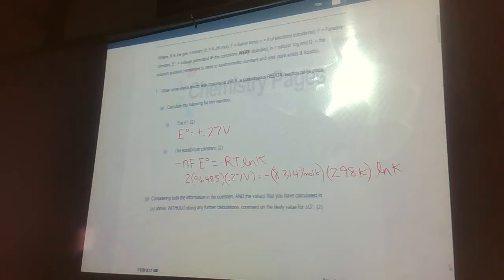Okay, part B: consider both the information in the question and the values that you've calculated in A above. Without doing any further calculations, comment on the likely value for delta G. First of all, is delta G likely to be positive or negative? Negative, because E naught is positive. That means that it does go. It's not a large E naught though. It's not huge. So depending on what K is, that would tell you if delta G is big or small, negative. The more negative it is, that's going to relate more to a larger K value. Questions?